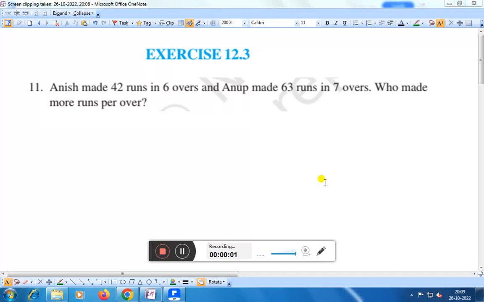Hello everyone. Today we shall discuss exercise 12.3 question number 11. Anis made 42 runs in 6 overs and Anup made 63 runs in 7 overs. Who made more runs per over? Right? We can solve in this way.